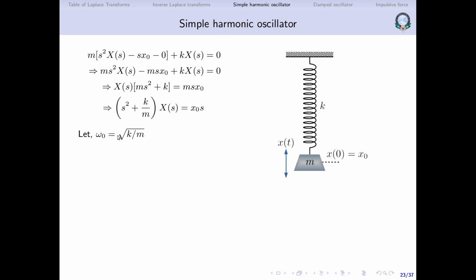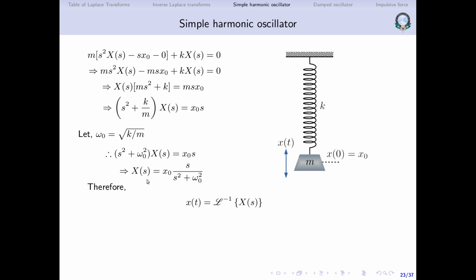Now we will define this frequency. This is where your frequency comes into the picture. We know that the frequency is nothing but root over k by m, so k by m is equal to omega naught square. Substituting this here, (s square plus omega naught square) X of s is equal to x naught into s. So from here, capital X of s is equal to x naught into s divided by s square plus omega naught square. So we have found X of s.